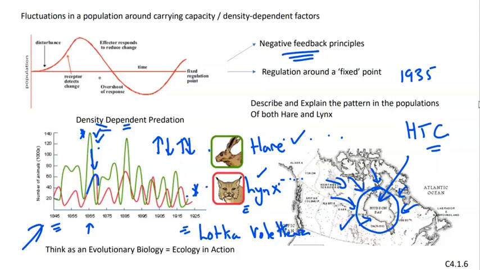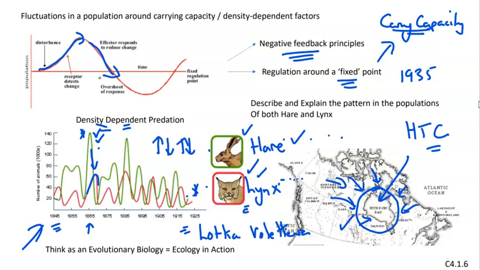And it's all regulated around a so-called fixed point, which in our case is the carrying capacity of the habitat. Now the carrying capacity is determined by the number of hare and the number of lynx at any particular time, and any disturbance through predation will then be countered by a reduction in the population of the prey. But it regulates around this kind of fixed point, which is the carrying capacity of the area.